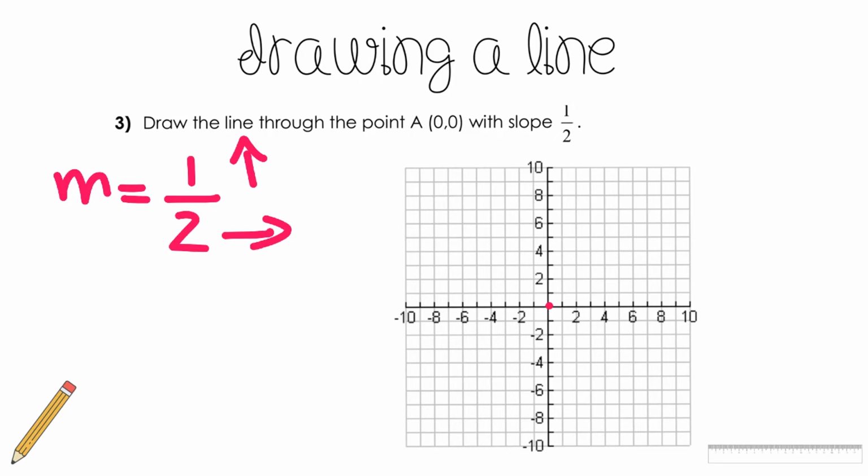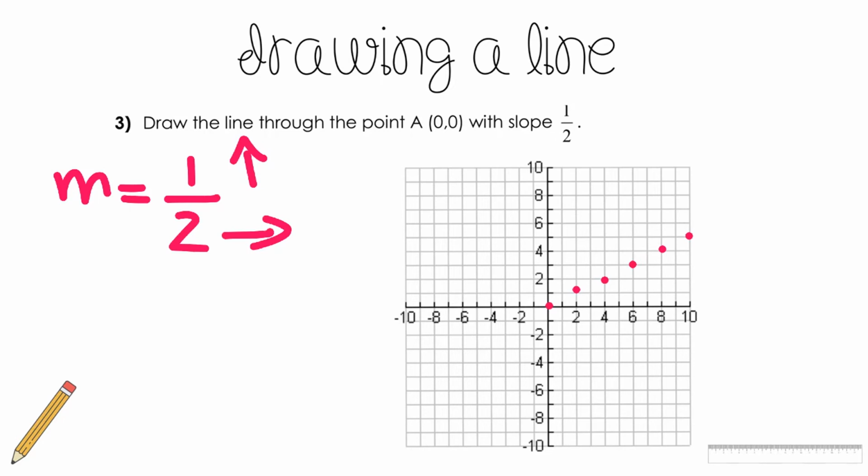So starting at our origin, you go up 1, 2 to the right. Up 1, 2 to the right. Continue this pattern until you don't have any more units to go, until the graph runs out.